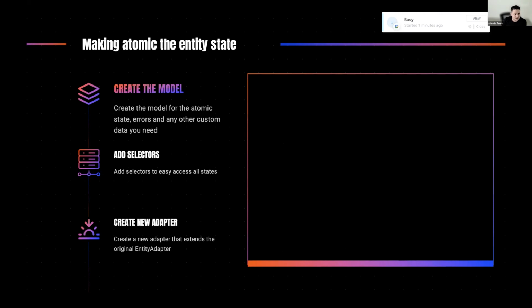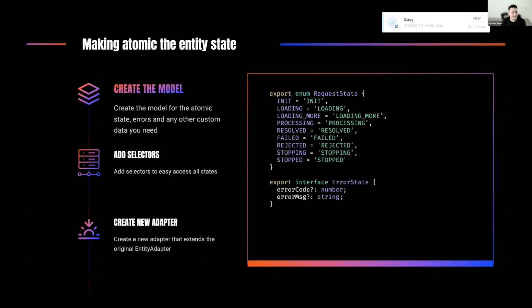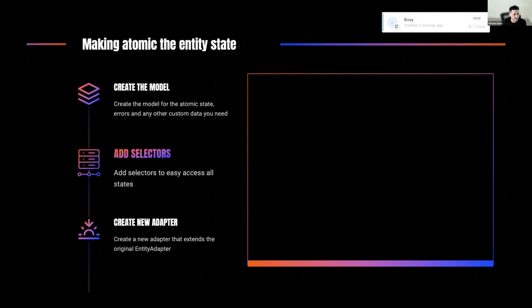So in order to make the entity state atomic, the first thing that we are going to do is to create the model. We're going to create a model like I showed you before with the different request states that you can have. And here I added a couple more states. Then based on that, we're going to extend the entity state that NgRx entity provides, and we're going to create this new atomic state where we add this request state, where we're going to hold the state of the request.